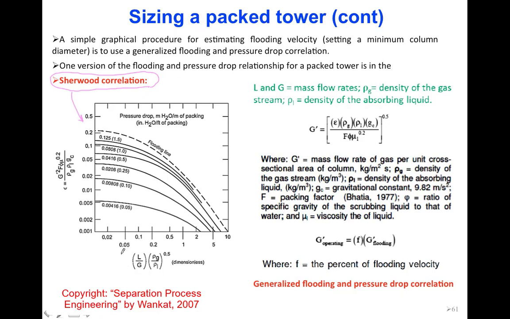In this plot, we have the x-axis, which is our liquid flow rate. This is mass flow rate. L is liquid mass flow rate, G is gas mass flow rate, kilogram per second or per hour, whatever. Rho G and Rho L are my gas and liquid density.